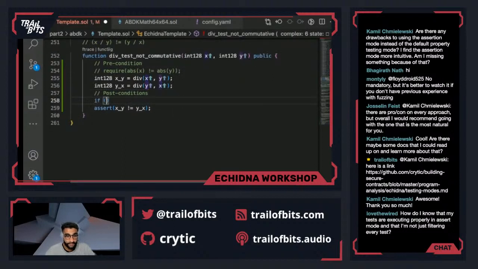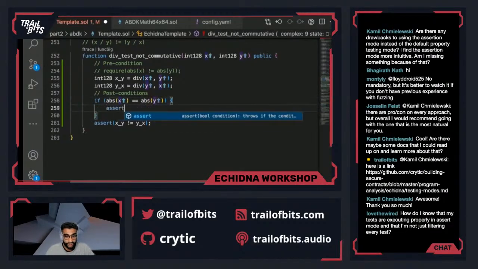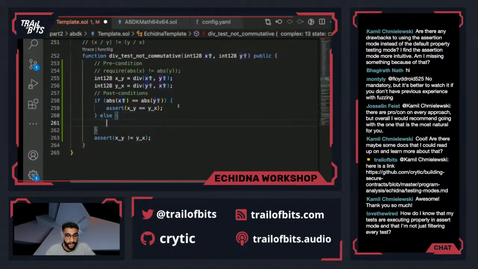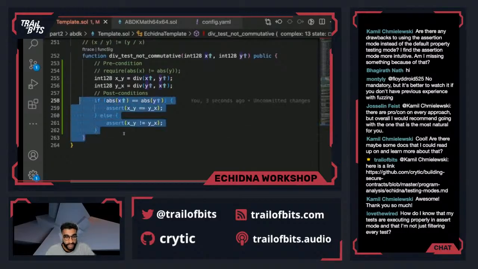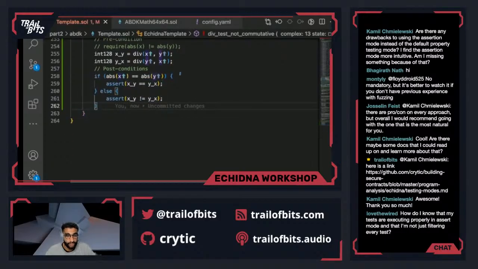So I can say if the absolute value of x does equal the absolute value of y, I want you to assert that they are going to be the same. So xy does equal yx. So the commutative property does uphold for this edge case. Otherwise, assert this. And now we covered both edge cases, but not by bounding the input, but by updating our post conditions, or by updating the truths that we're testing.